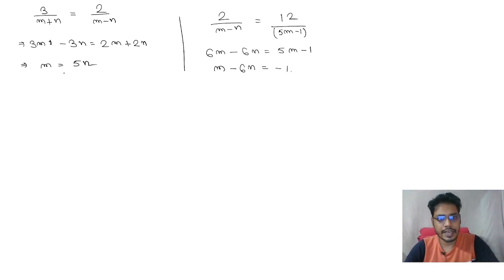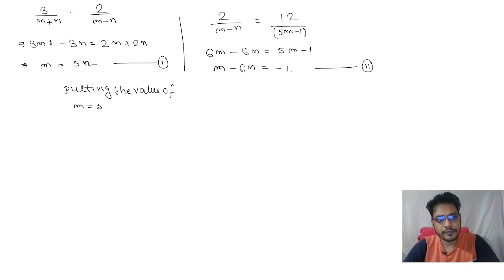Now put the value, m is here 5n. If it is equation number 1 and equation number 2, putting the value of m equal to 5n in equation number 2, what you will get: m means 5n minus 6n is equal to minus 1. So that means minus n is equal to minus 1. So n is equal to 1.